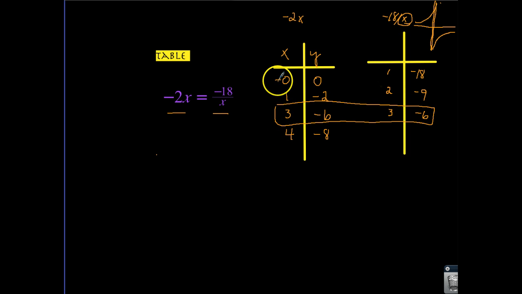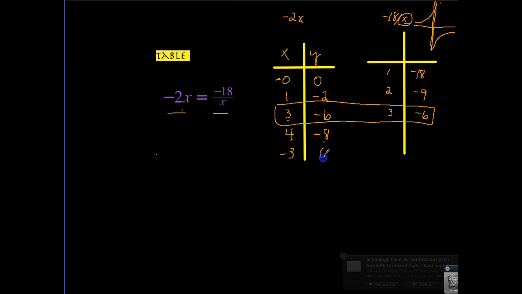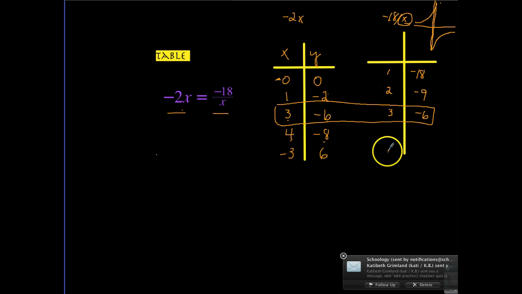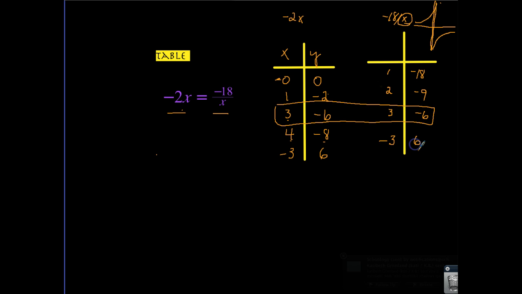We put in 0. 0 is never negative or positive, so this doesn't matter. Into the first one, we got 0. We put 1, we got negative 2. We put 3, we got negative 6. We put 4, we got negative 8. So let's put in a negative 3, and we'll get a positive 6 here. And if we put in a negative 3 here, we also get a positive 6 here. So again, we have two intersecting points.